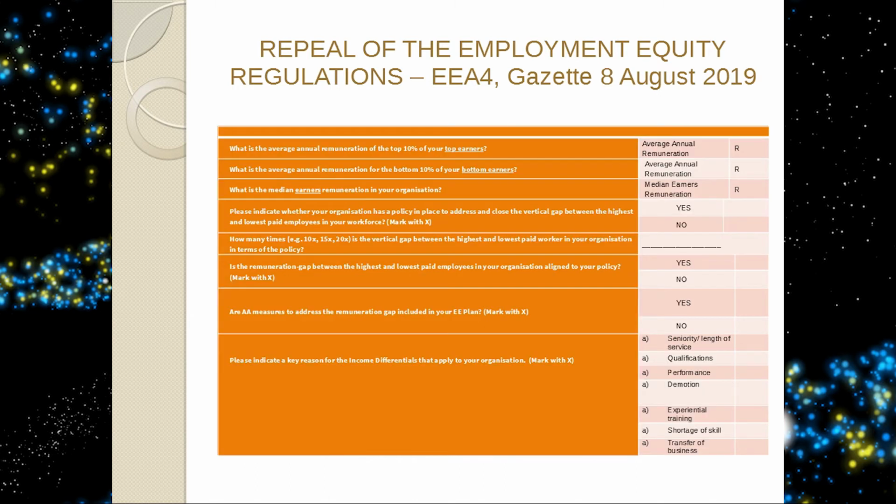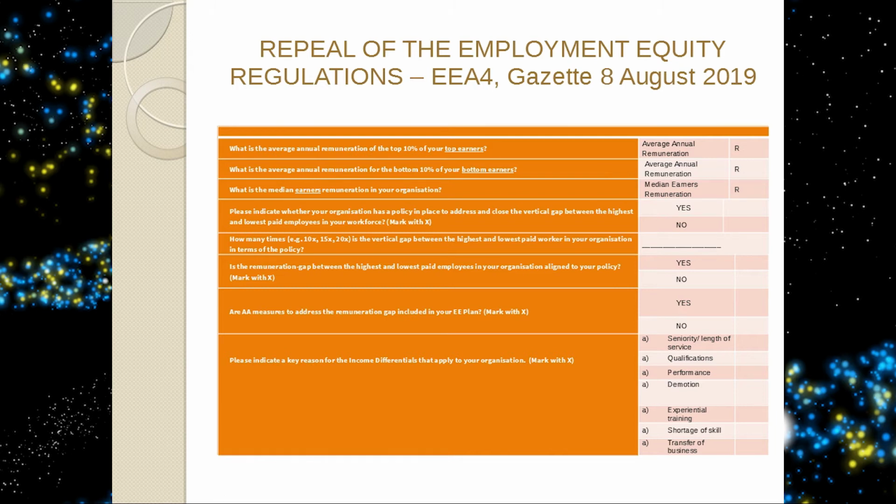So on this slide, what is the average annual remuneration of the top 10% of your top earners? Okay, so we're going to say it's an easy exercise in this case. We have 100 employees, and we're going to say from highest to lowest, and you're then going to take your top 10 people, because 10% of the 100 equals 10 people, and we're going to say what is the average remuneration of the top 10 people in our company. You calculate, you divide by 10, it gives you, of course, the average annual remuneration of the top 10%. Then you do the same for the bottom 10%.